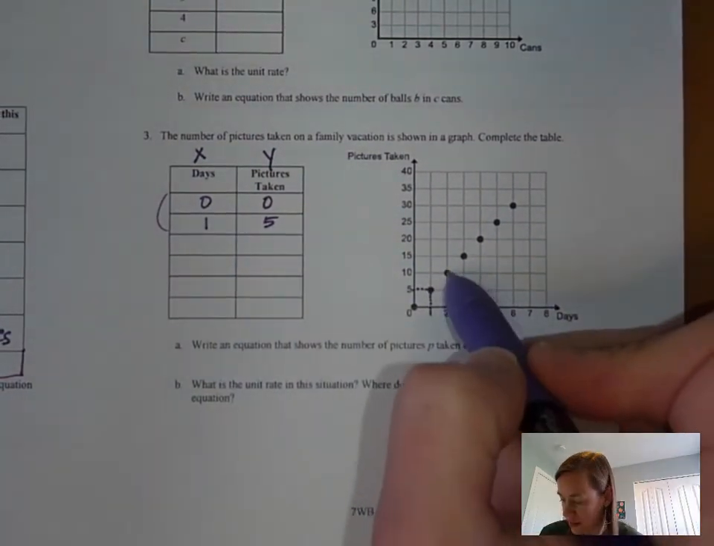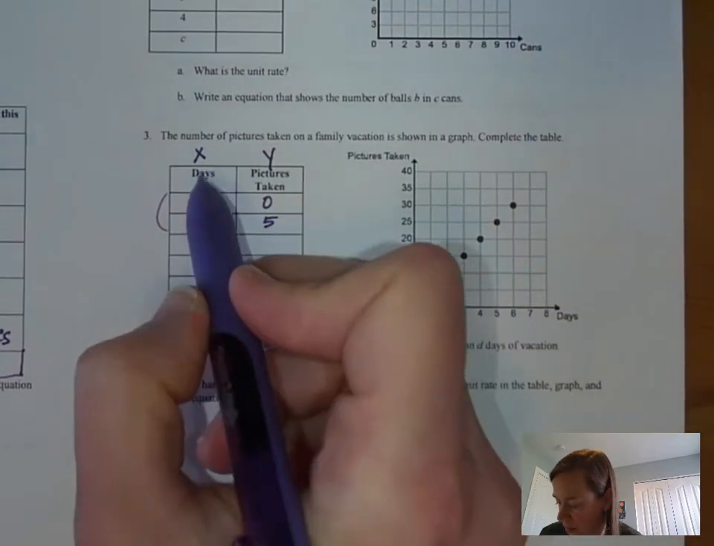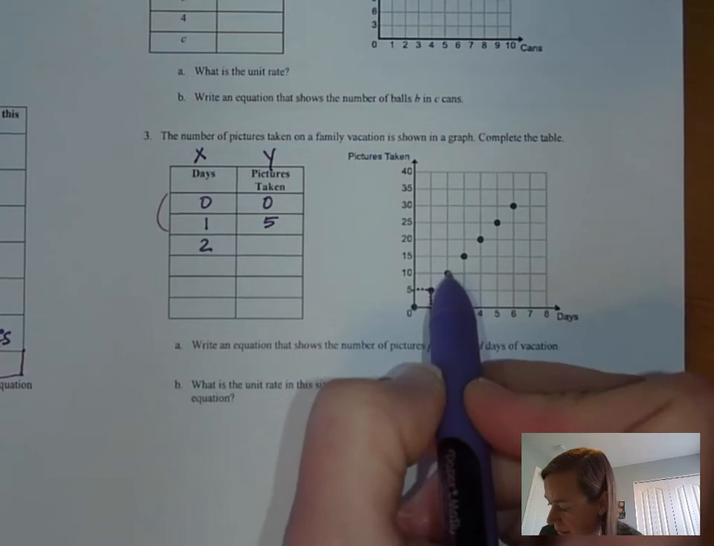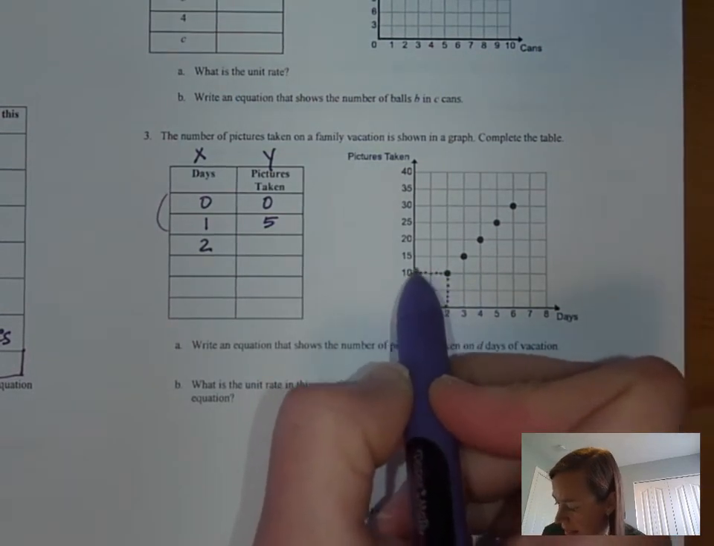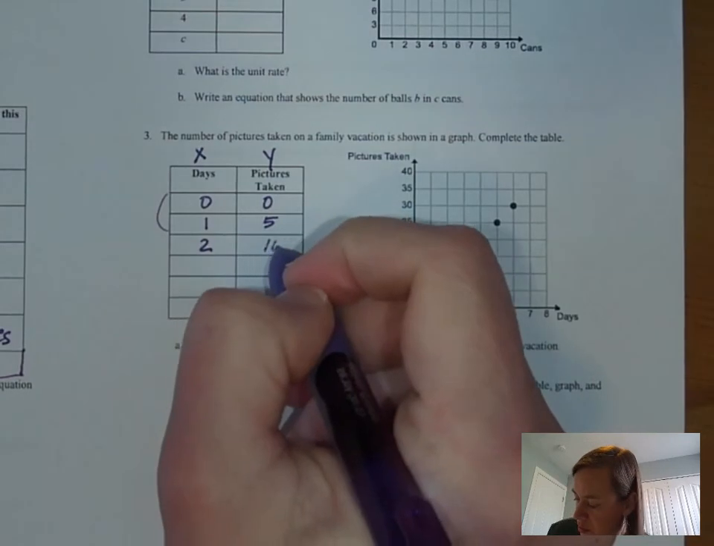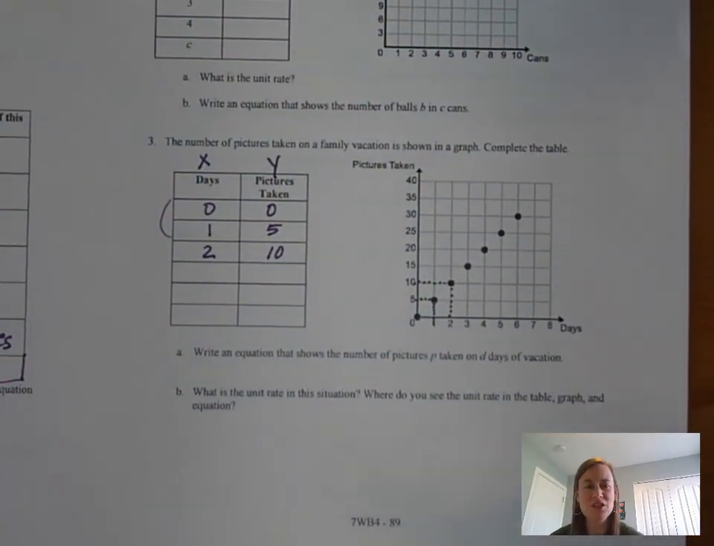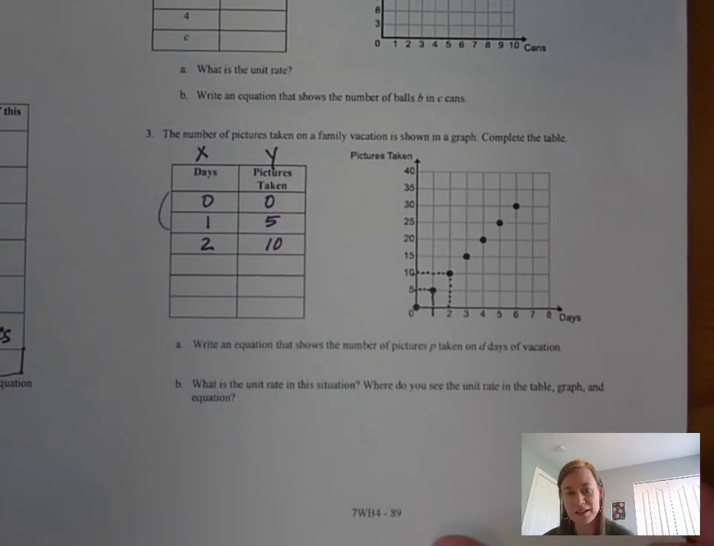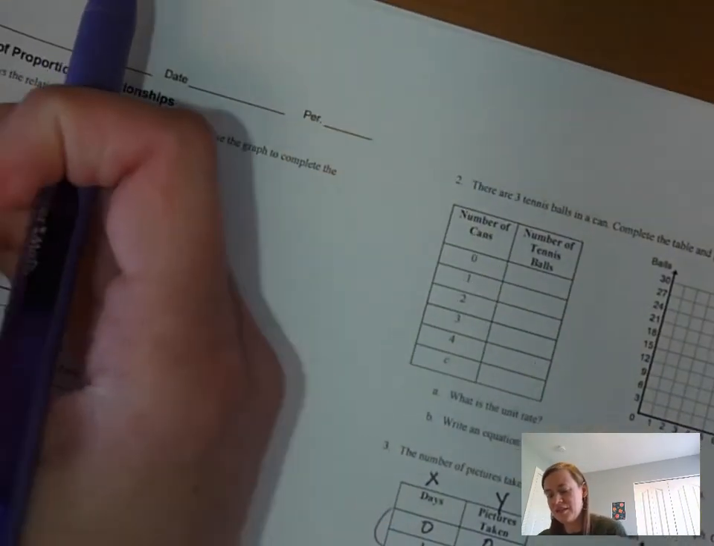What about this dot? Let's follow it down. On which day was that? Okay, 2 days. So I'm going to write that under days, and then I'm going to follow it all the way over to the y-axis. It looks like 10. So 10 pictures were taken on 2 days or after 2 days. And you're just going to continue in that manner to fill out that table.